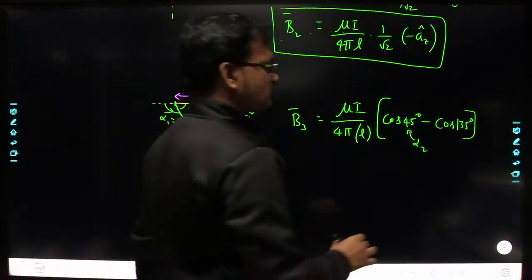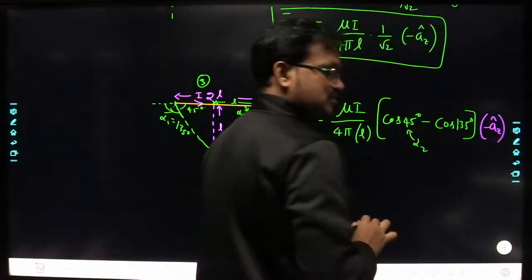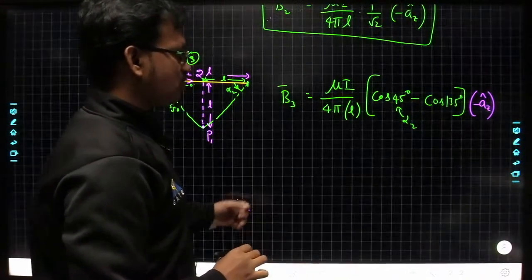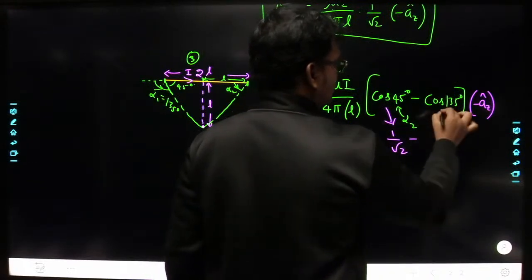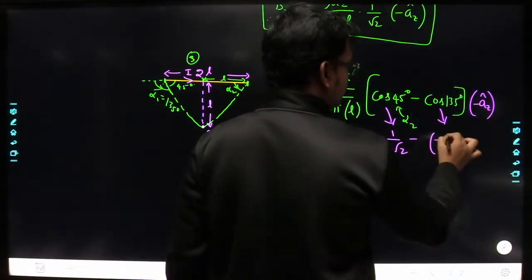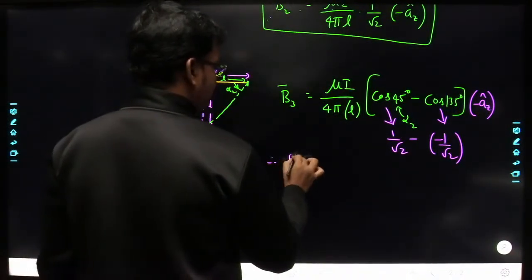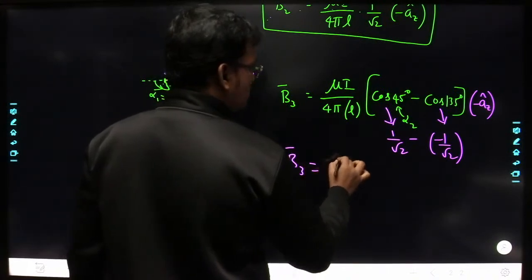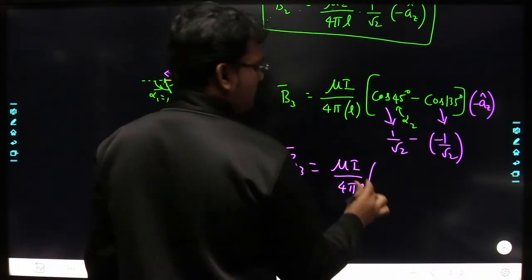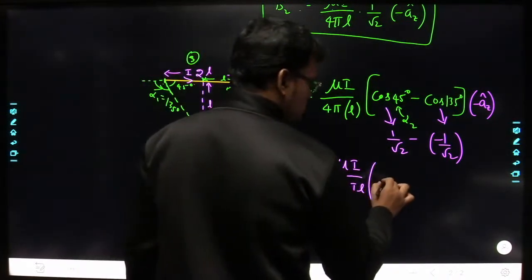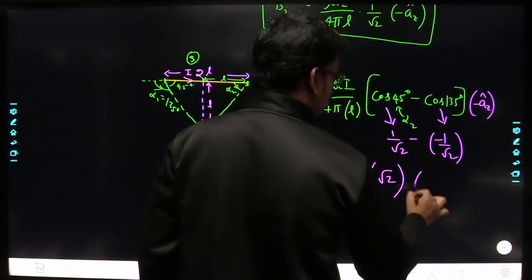Into the board means minus a_z cap. Right? So here cos 45 is 1 by root 2, minus cos 135 is plus 1 by root 2. Therefore B3 bar is equal to mu I by 4 pi L into 1 by root 2 plus 1 by root 2. So that is 2 by root 2, so you are going to get root 2 into what?